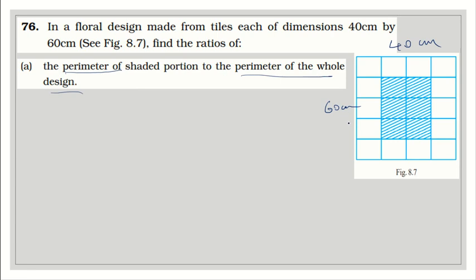See children, do we require the 60 centimeter, 40 centimeter at all? I don't think I require anything like this. Instead of this, I'll take 4 units only. Here instead of this, I'll take 5 units only. 1, 2, 3, 4, 5. 5 units are there. I'll take 4 units, 5 units, rather than taking originally 40 centimeter and 60 centimeter.